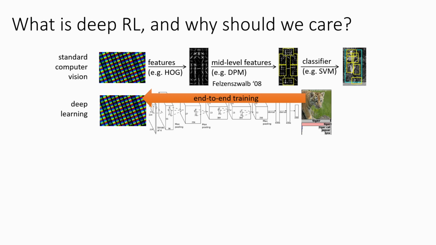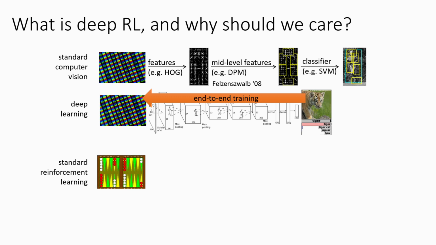What does the story look like for decision making and control? Well, if you look again at standard reinforcement learning, going back about 10 years, you might see a picture that looks a little bit like the one at the top here. So maybe you're playing backgammon. Perhaps you need to figure out some features of backgammon that matter for playing it. What would those features be? Well, if you're very good at playing backgammon, then you might know some things about it.